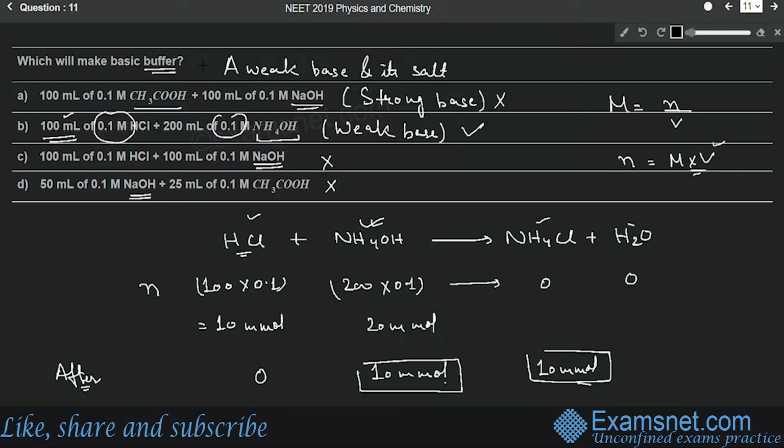That means weak base ammonium hydroxide and its salt ammonium chloride is left, okay. So weak base and its salt means a basic buffer. So this will be the correct answer.